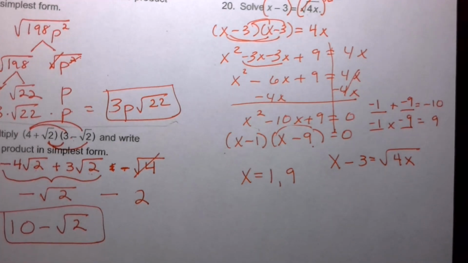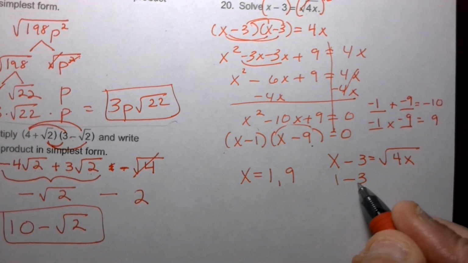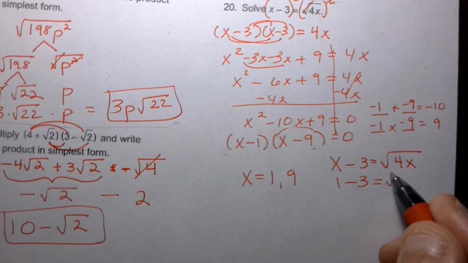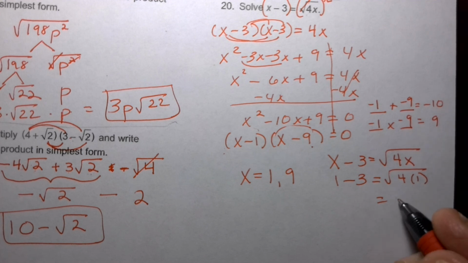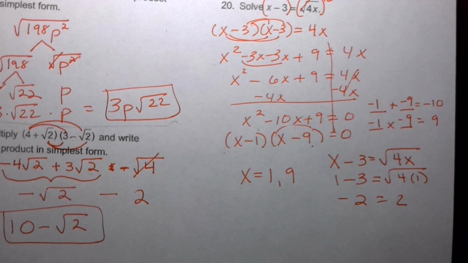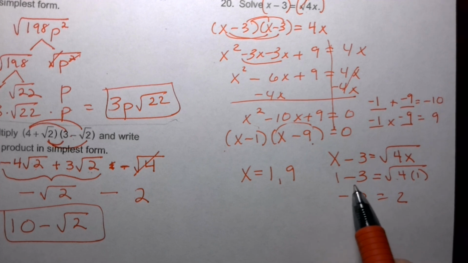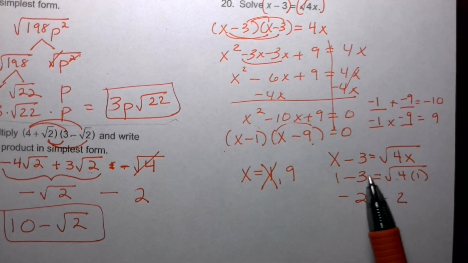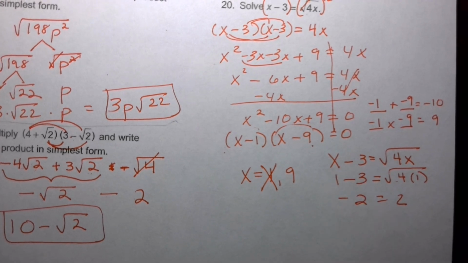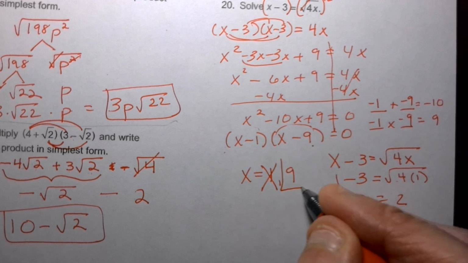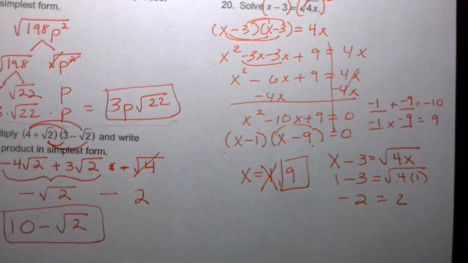I rewrote it right here. If I put a 1 in for x, what happens? Yeah, I mean, the right side looks great, right? Square root of 4, 2. Oh, it's all working out fine. Negative 2 equals 2. Nope, it's not. Because a square root can never equal a negative number. So 1 is not an option. Does 9 work? When I put 9 in here, do I get positive? Sure, 9 minus 3 is 6. So that's a positive number, and that would be just fine. So this is my one and only answer. So don't get fooled by that, guys.